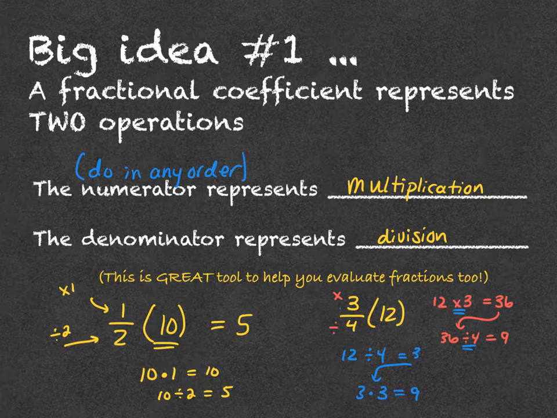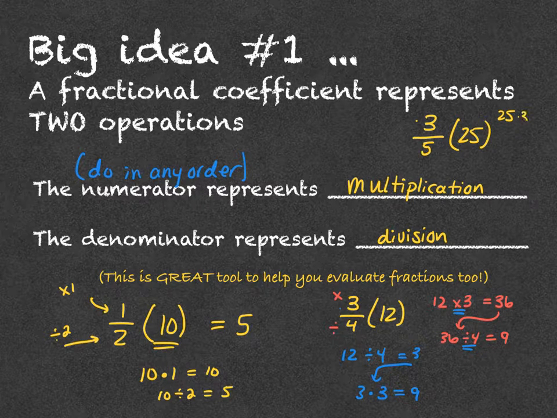Let's do one more quick one of that just for fun. Let's do 3/5 of 25. And again, there's two ways I could do it. I'm going to start with 25. And at first I would multiply by the numerator, which 25 times 3 is 75. And I would divide by the denominator. 75 divided by 5 is 15.